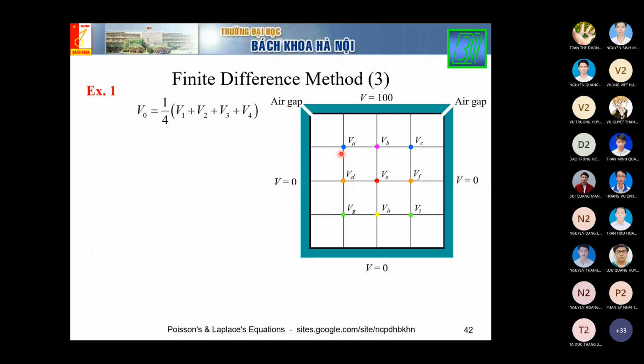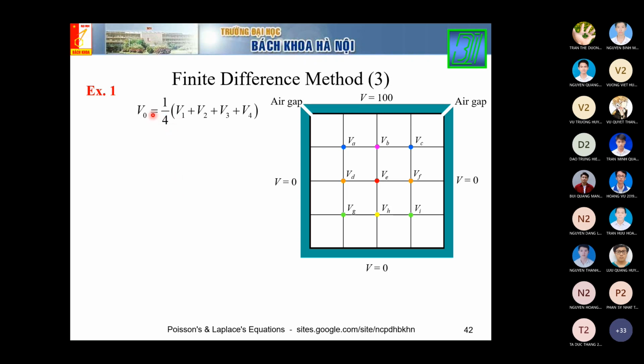To find the distribution of potential within the system, instead of solving the Laplace equation directly, we divide the region into 16 equal squares. So we have to find the potential at 9 nodes, VA, VB, VC, VD, VE, VF, VG, VH, VI. We are about to find those potentials by applying the fundamental formula of the finite difference method.